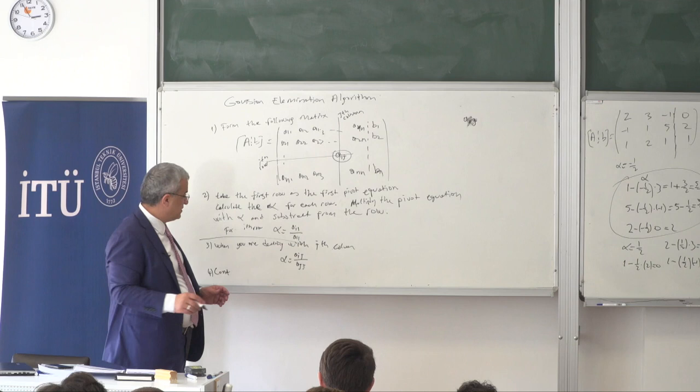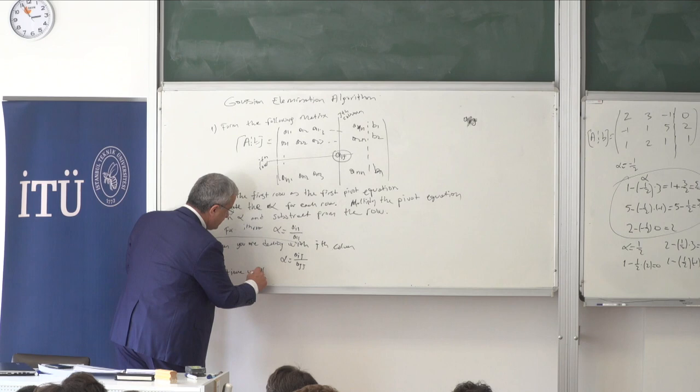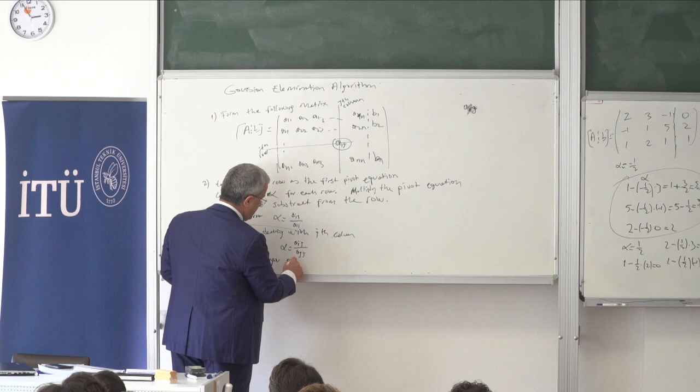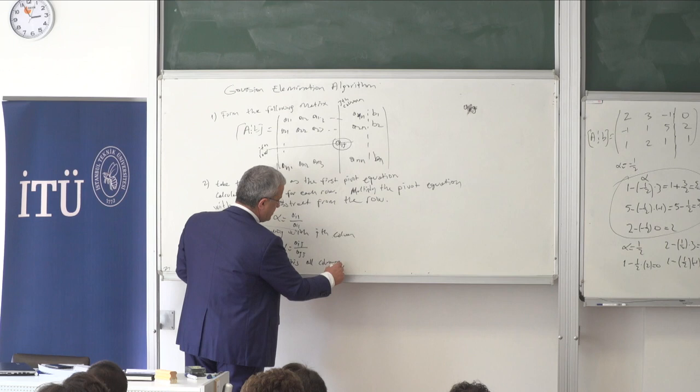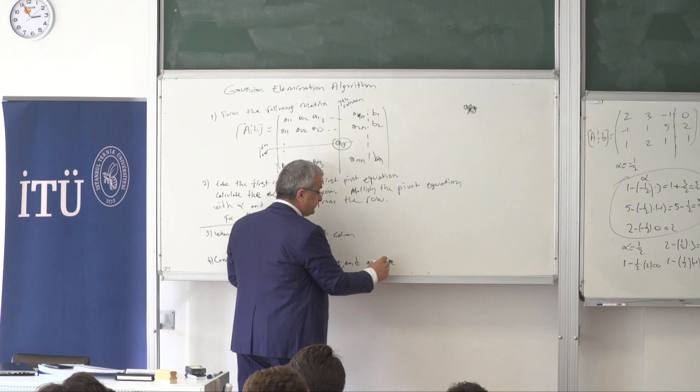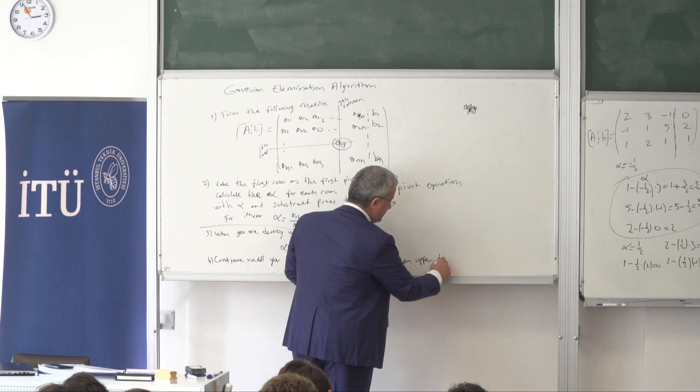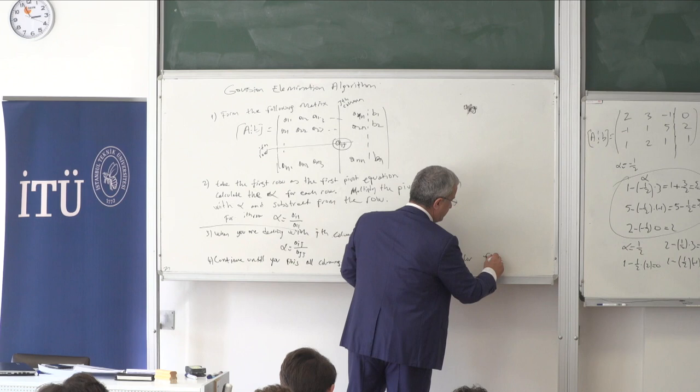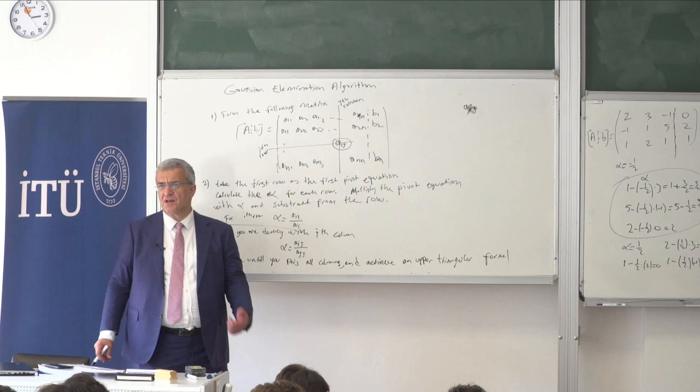Okay. Continue until you finish all columns and achieve an upper triangular form. After that, what is the last stage? Perform back substitution. Okay?